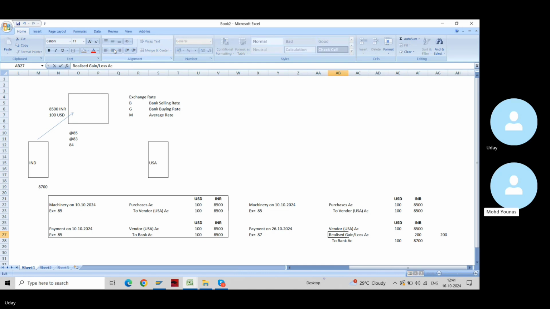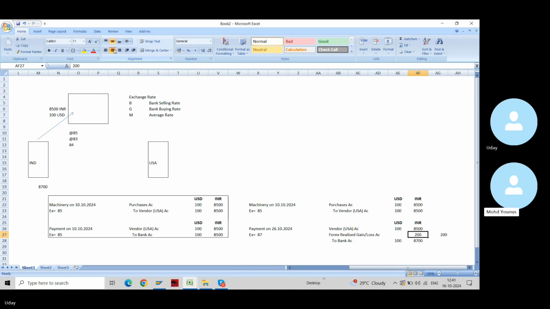This will come at P&L, because it is a loss to us. Forex realized gain or loss will be considered as an expense. Loss simply because of making 8,700. It is a loss, so it will be coming under expense in the P&L.